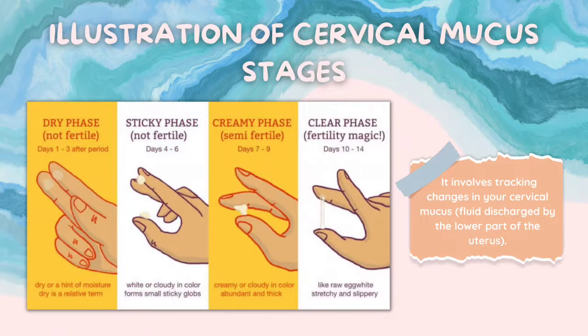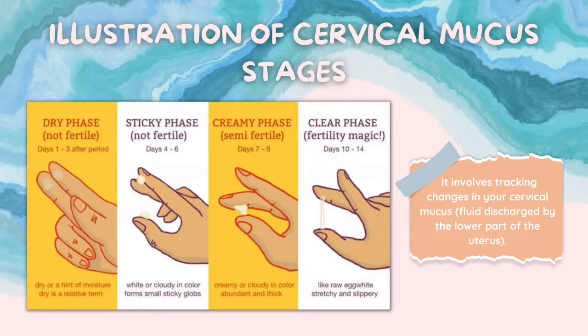These are examples of cervical mucus stages. The first one is the dry phase. Dry phase is not fertile. Days 1 to 3 after period, dry or mostly dry. The second one is the sticky phase. Sticky phase is also not fertile. Days 4 to 6, it is white or cloudy, forming sticky globs.